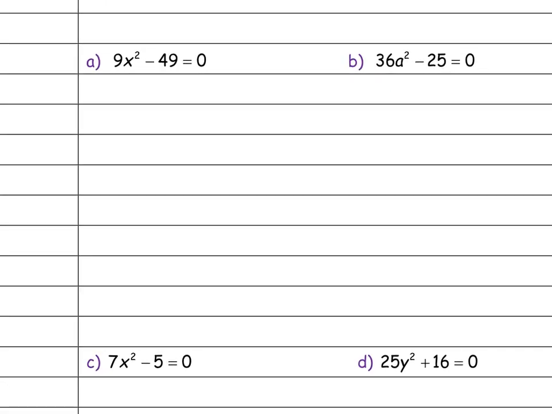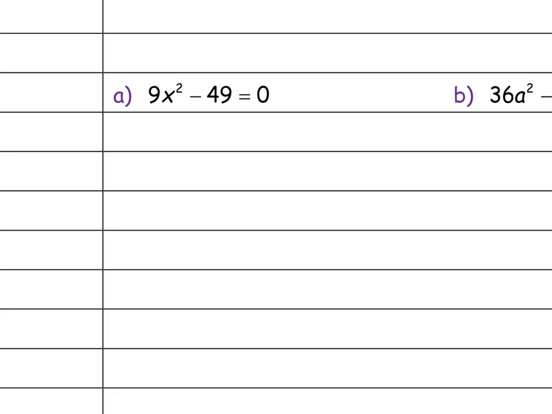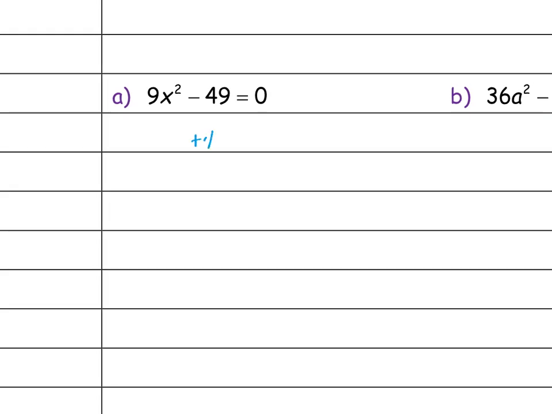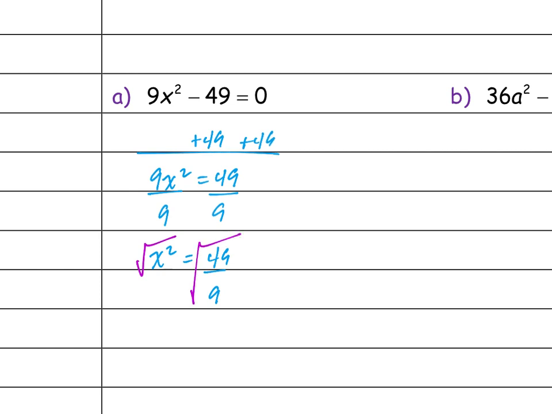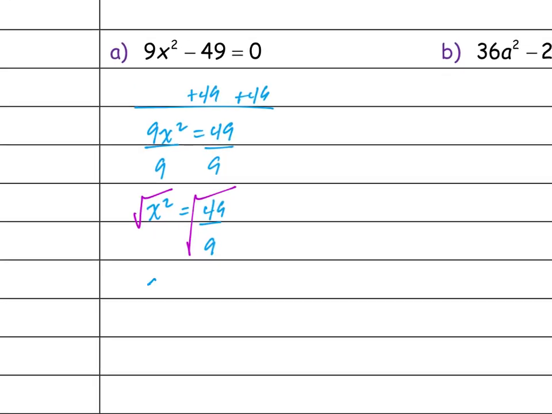What am I doing? So sorry. Adding 49 to both sides, and I get 9x squared equals 49. Divide by 9, and x squared equals 49 divided by 9. Square root both sides, and I get x is going to equal plus or minus 7/3. Beautiful. Questions?